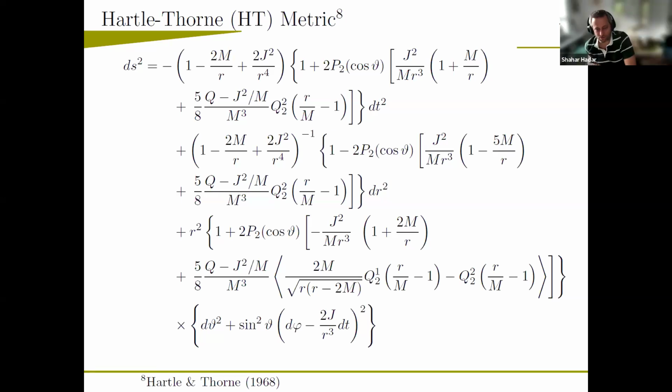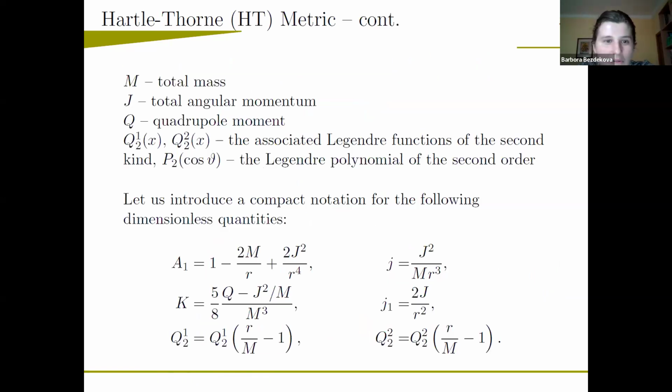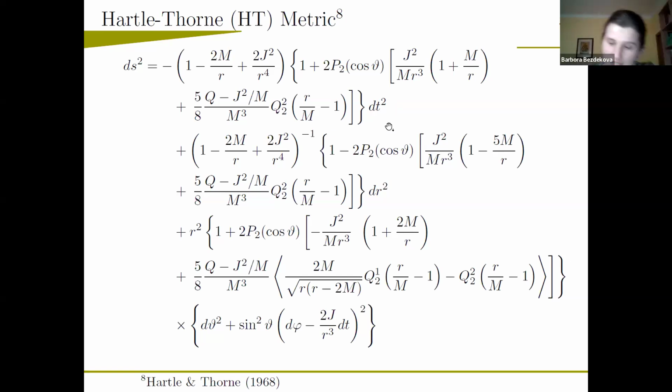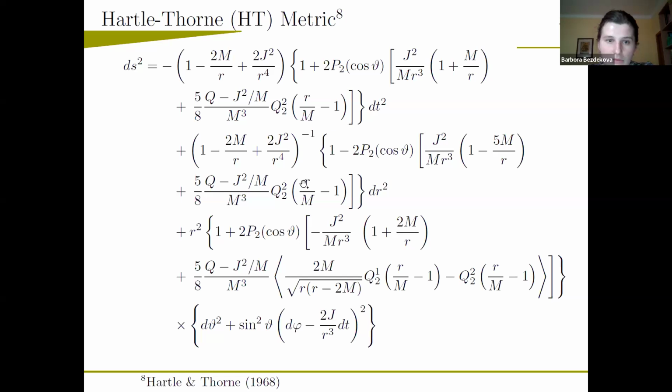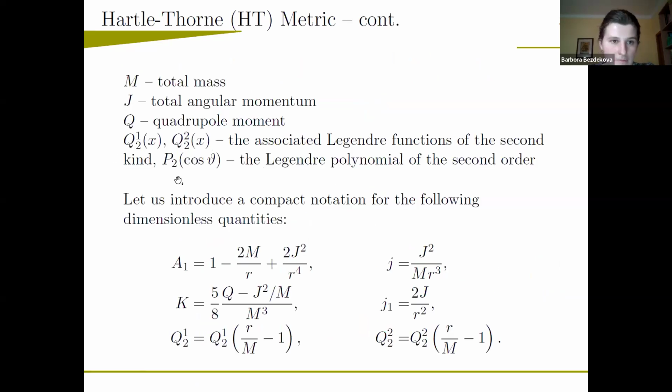Okay, and just to understand, correct me if I'm wrong, if I take the Kerr geometry, that will imply some specific values for all these parameters. I will show you that right now, after a minute. Okay, good. So here is just to understand more of this structure. M is the total mass of the object, J is the total angular momentum, and Q is the quadrupole moment, as I said. The functions which enter here, P2, Q2, Q1 and so on, are the Legendre functions or polynomials of the second order.